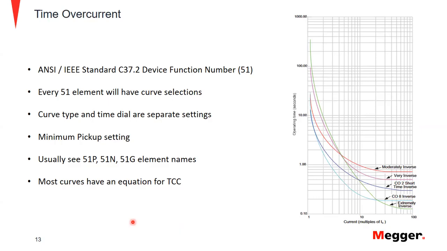And then usually we will see the 51 element associated with the phase, the neutral, or the ground elements. Most of the 51 elements will have some type of TCC, and most of them will have an equation tied to those, or you'll see the older electromechanical style, where they used to call them the old skins. They're really thin pieces of paper with the logarithmic graph on them, and you would have to use your little ruler and a pencil. So it was enjoyable to walk through that one time in a career.